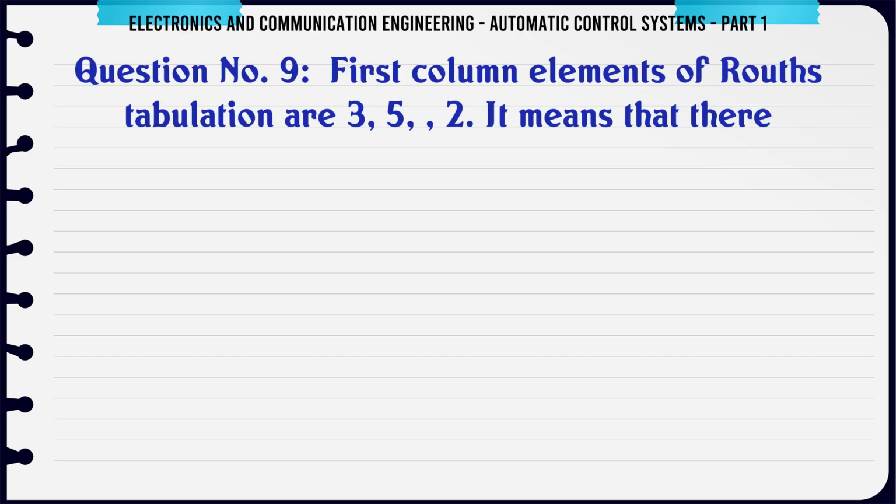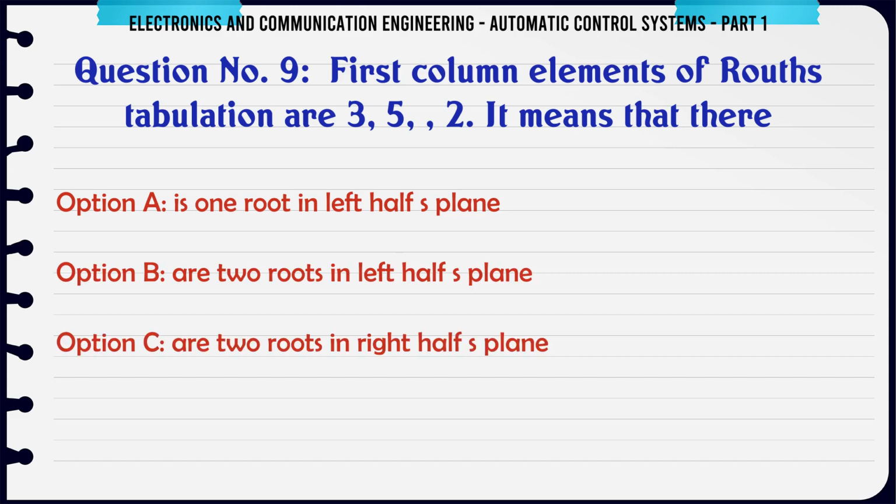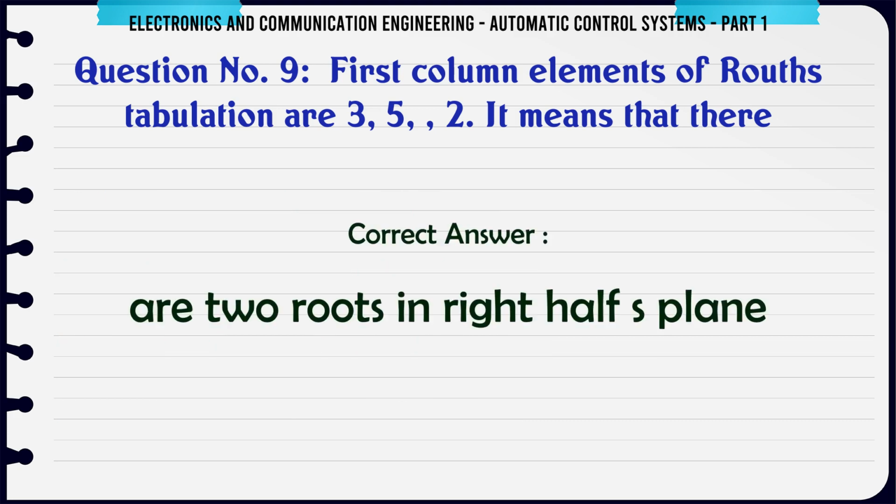First column elements of Routh's tabulation are 3, 5, -2. It means that there A. is one root in left half S-plane, B. are two roots in left half S-plane, C. are two roots in right half S-plane, D. is one root in right half S-plane. The correct answer is there are two roots in right half S-plane.